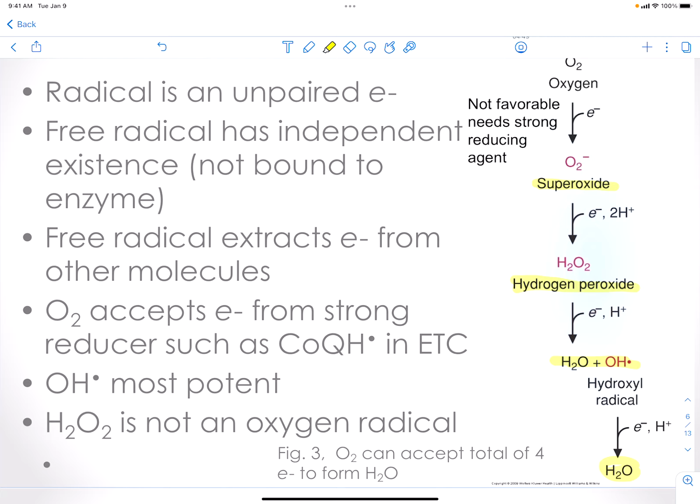Our oxygen is going to like to pick up electrons from our electron transport chain from coenzyme Q, for example. And our hydroxyl radical is going to be our most potent that can be formed naturally in the body. It's important to point out that hydrogen peroxide is not referred to as an oxygen radical. It is a reactive oxygen species, but it does not have that radical nature, does not have an unpaired electron.